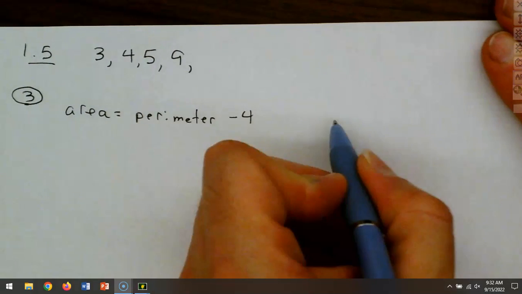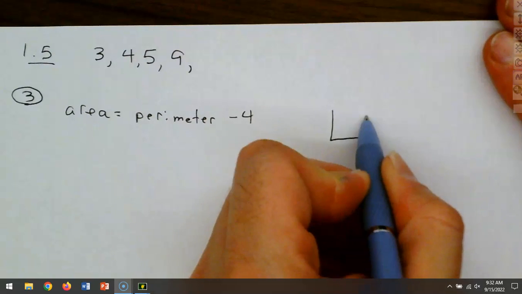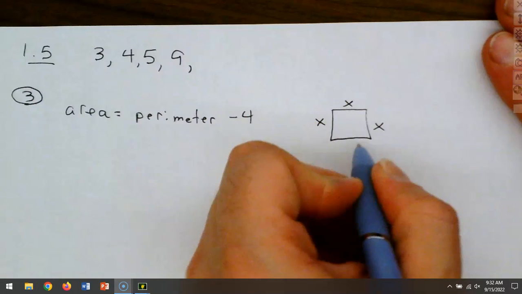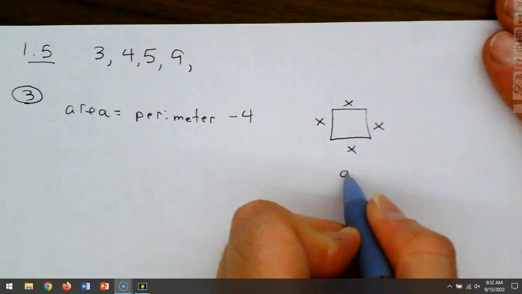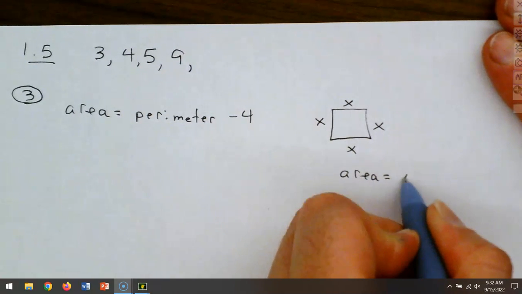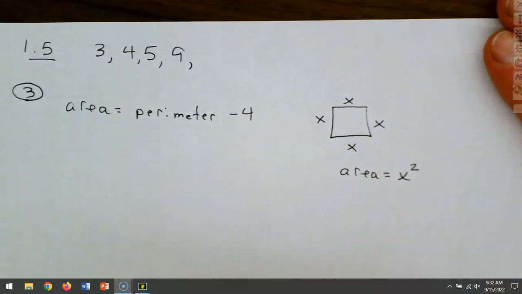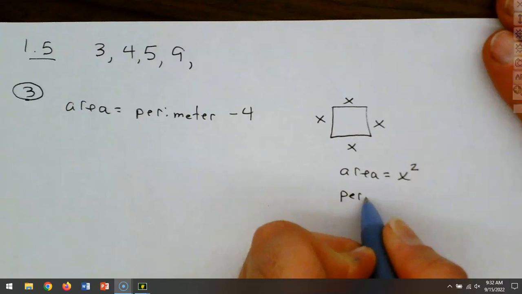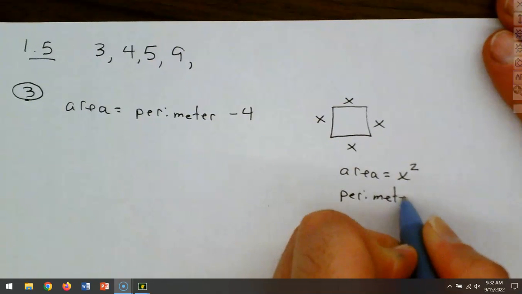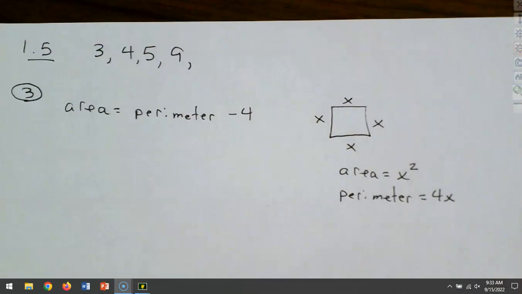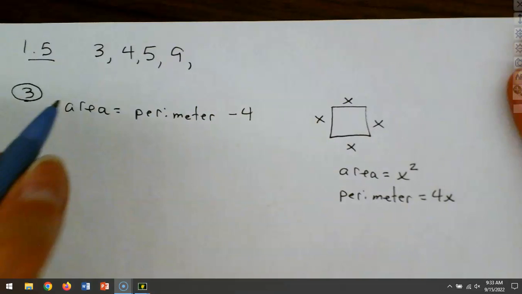Now, what do we know? We know that we have a square, and for a square, we know that all the sides are the same. So when we talk about the area of a square, that's going to be x squared. And the perimeter, we add up all the sides, and that's 4x. Is everyone okay with that so far? Now we'll fill it in.